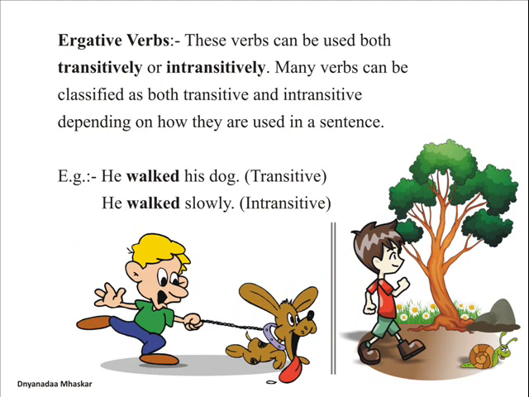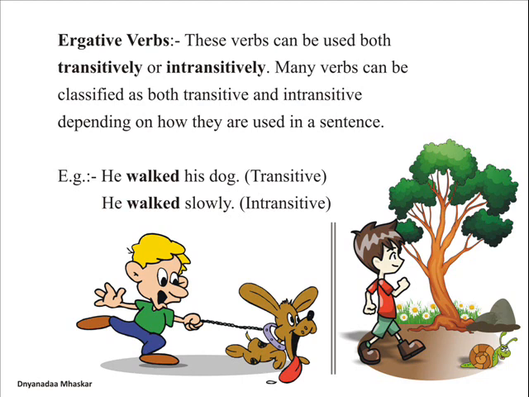Let us see what these ergative verbs are. Ergative verbs are those verbs which can be used transitively, that is where there is a transfer of action and you require an object, and also intransitively, where you do not require an object, that is there is no transfer of action. There are many verbs that can be classified as both transitive and intransitive depending on how they are used in a sentence. What does that mean? It means that there are many verbs which can be used transitively and intransitively.